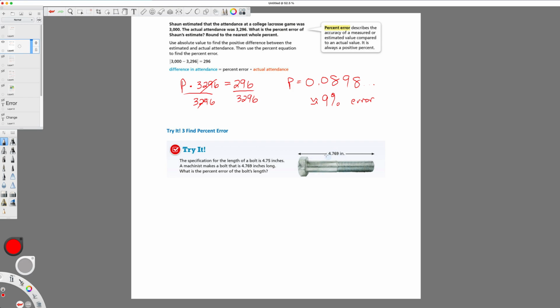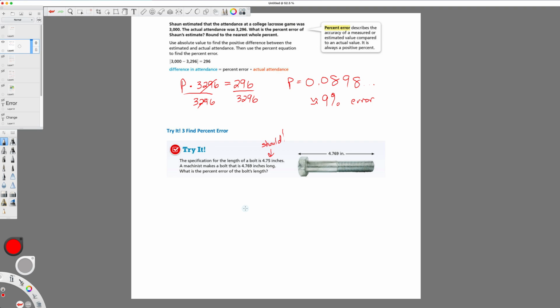This one is about making a bolt to a certain specification. So the specification of the length of the bolt is that it's supposed to be 4.75 inches. This is what it's supposed to be, or what it should be. However, the machinist makes a bolt that is a pinch longer. If we look at it, this is 4.75 and this is 4.769, so it's a smidge longer. And you may wonder, is it okay for it to be a little bit longer?